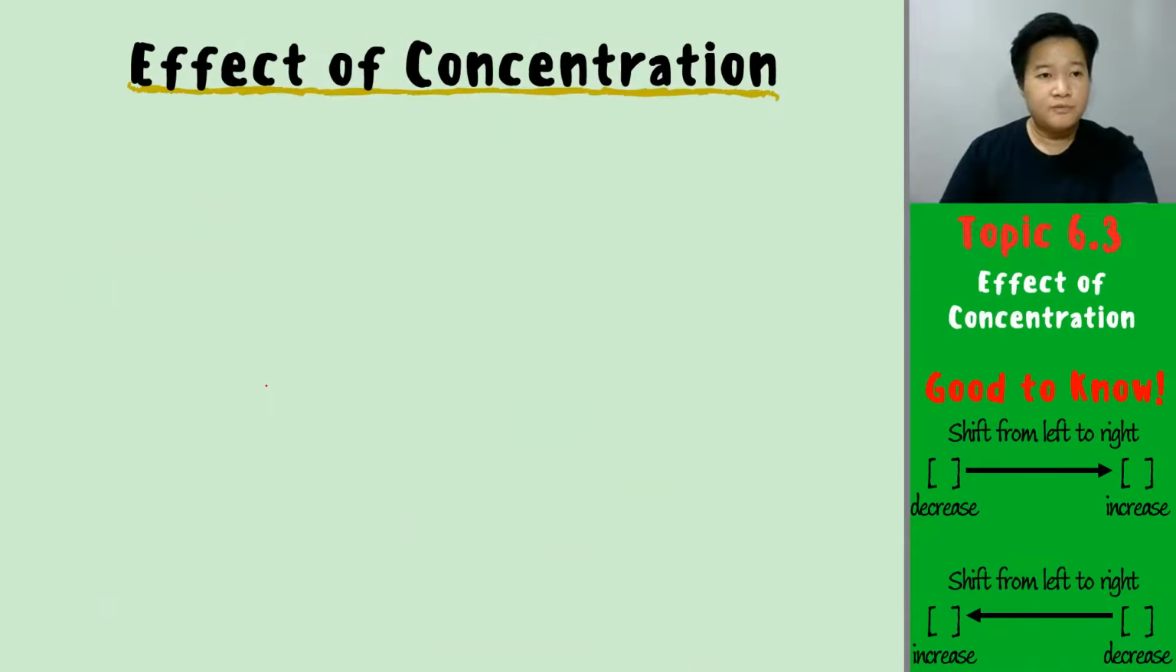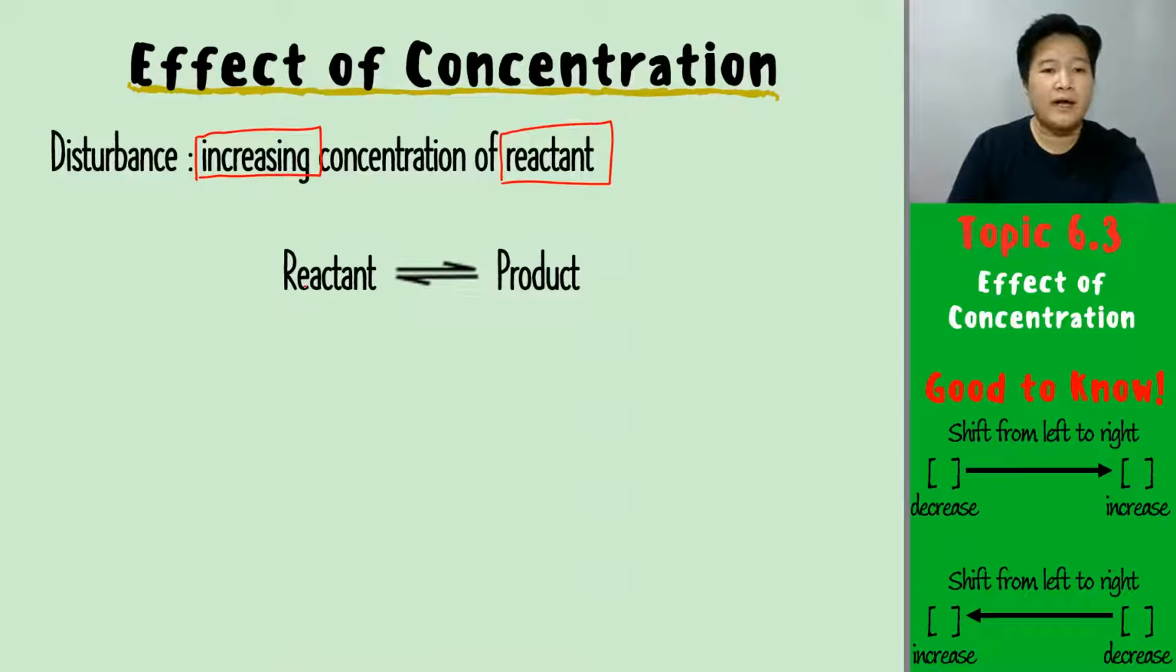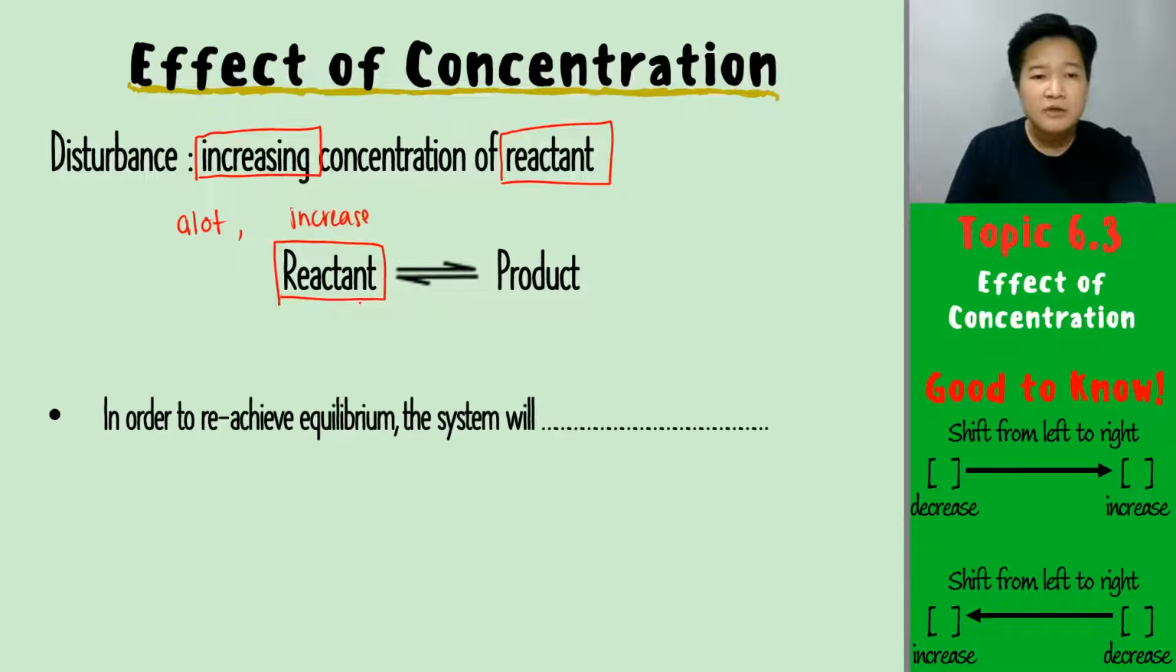Okay? So, if the disturbance right now is increasing the concentration of your reactant, so I have my reactant and product. My disturbance right now is that the concentration of my reactant increases. I have a lot of reactant in my system right now. So, what will the system do? Simple. In order to re-achieve the equilibrium, the system will decrease the reactant.